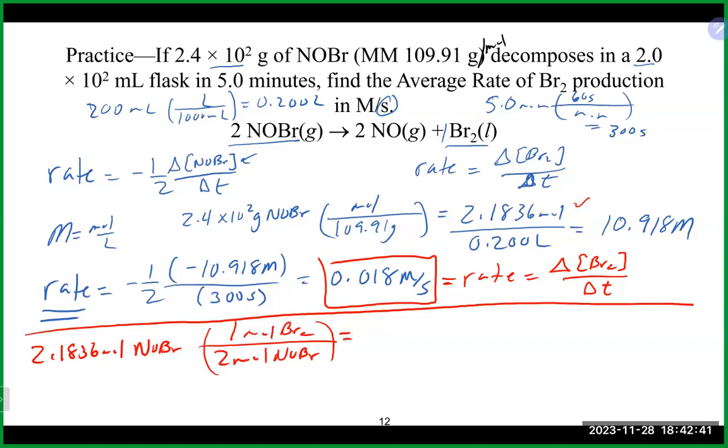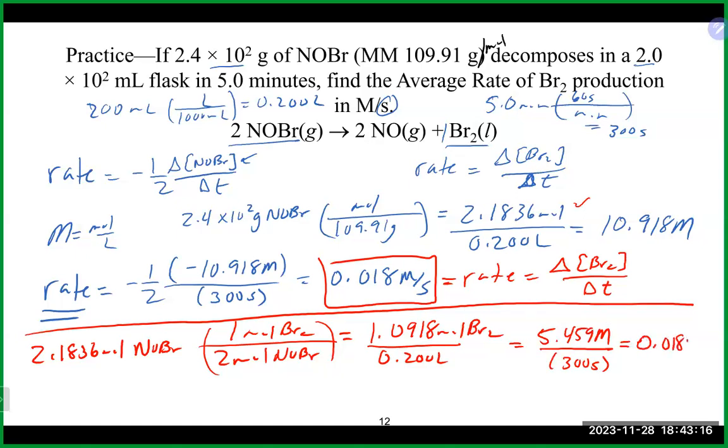And that would get you 2.1836 divided by 2 equals 1.0918 moles of Br2. And then pretty much pick up the rest of it, 0.2 liters gets you 5.459 molar. Then you can put that into your equation above and take your 300 seconds. And you will end up with 0.018 molar per second.